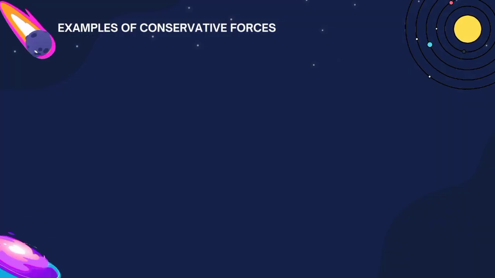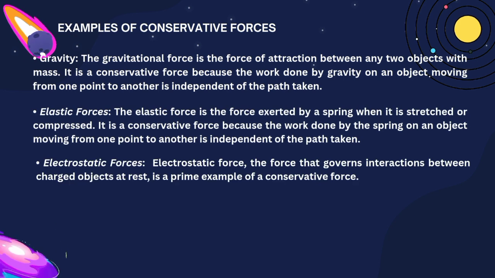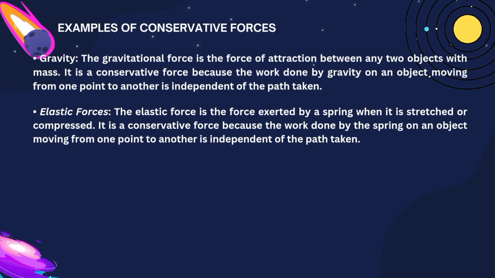Let us now have the examples of conservative forces. The examples of conservative forces are gravity, elastic forces, and electrostatic forces. Gravity refers to the force of attraction between any two objects with a mass. It is a conservative force because the work done by gravity on an object moving from one point to another is independent of the path taken. The work done by gravity on an object depends only on the initial and final heights, not the path it takes. Second one is elastic forces.